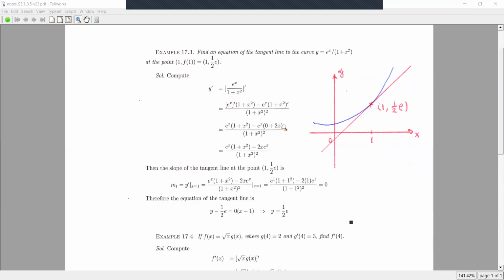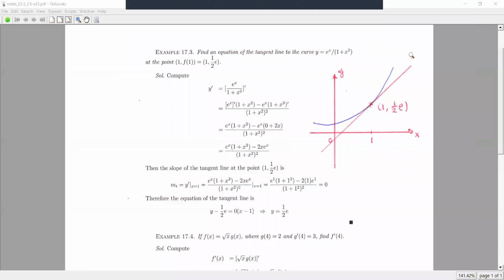Simplify the numerator a little bit, then we have this equation. This is the derivative of the function, and also it is the slope of the tangent line to the graph of the function at the point x. Now we can tell the slope of this tangent line. Plug in 1 for x here. Then the slope is 0. It turns out that this tangent line is horizontal.